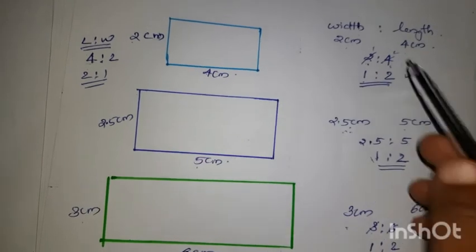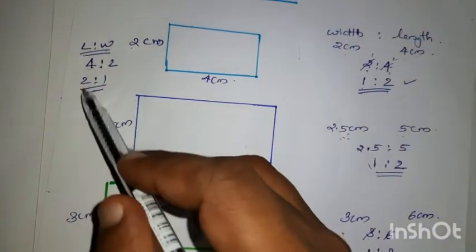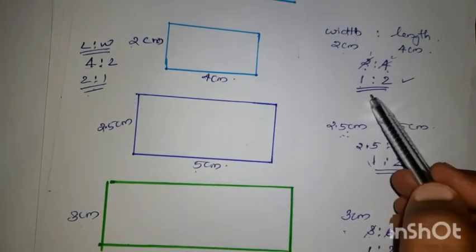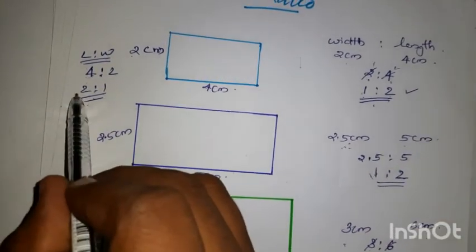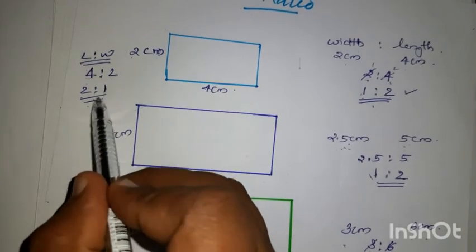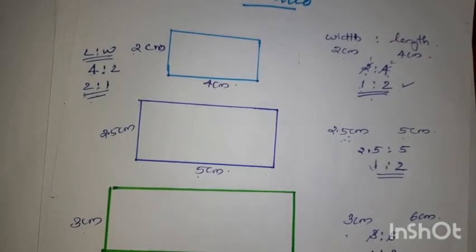Okay, remember that. The reverse is here. The length to width ratio is here, and the width to length ratio is here. Width is 2 times the length. Length is half of the width. Okay, same only.